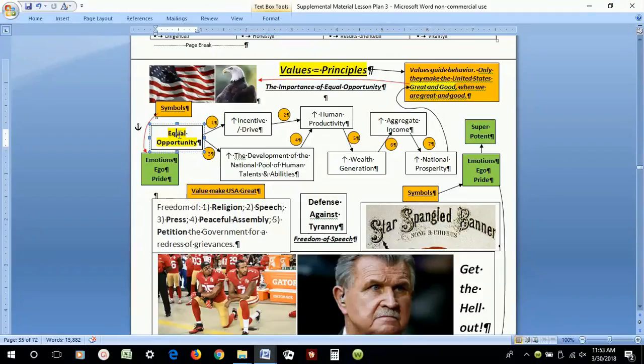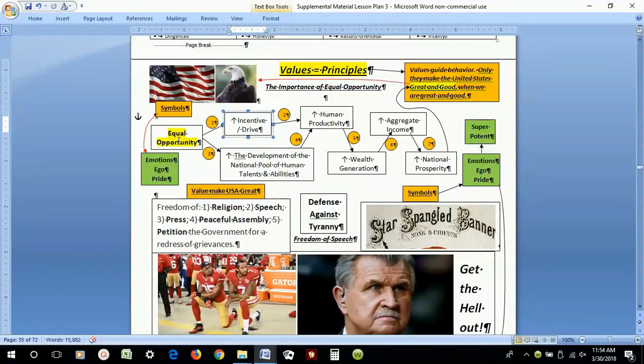I think this is for the benefit for our economy, for example, right? So if you have equal opportunity, that tends to increase incentive and drive, right? If you don't have equal opportunity, right, that can be a big disincentive, right? It can cause problems, it can cause disruptions, it can cause conflict, but anyways, if you have equal opportunity, and they say America is the land of opportunity, that can increase incentive and drive, right, which increases human productivity, right?